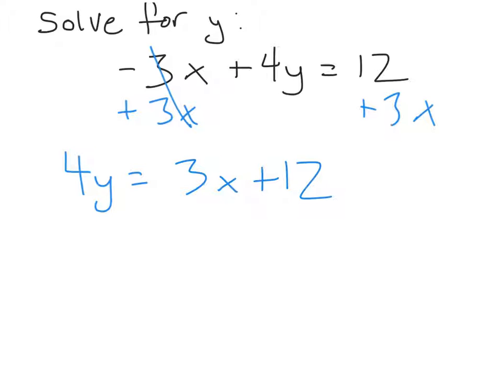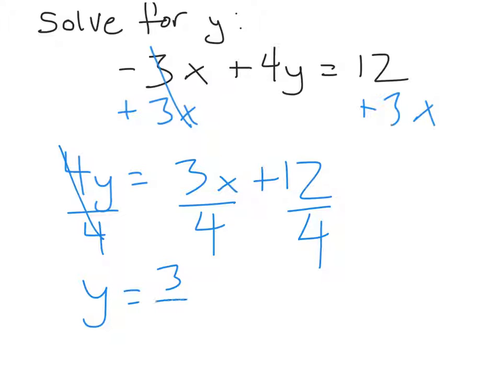Okay, so now all we have to do to get y by itself is divide by 4, and I'm going to divide everything separately by 4, again, because this is how we're going to do it in Chapter 3. You could do a big fraction on the right, but it doesn't matter. 4's cancel, and we get y equals, this one we're just going to call 3/4 x, because we can't divide 3 and 4, and this one we're going to call 3, because 12 over 4 is 3.